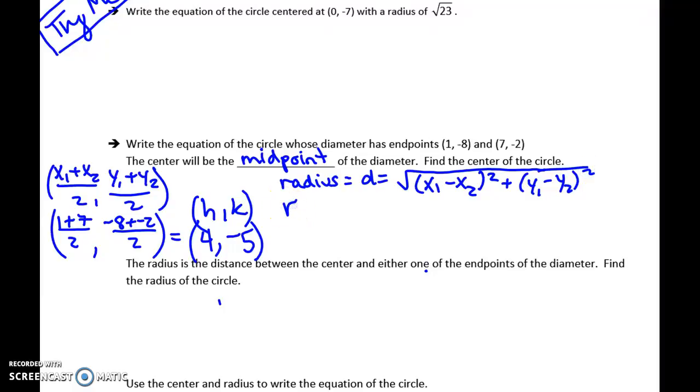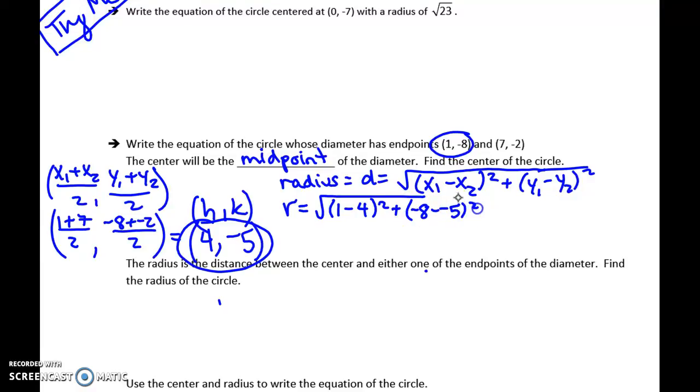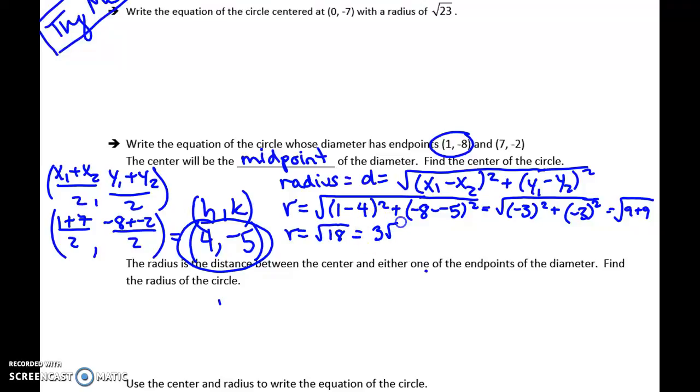So plugging into that, square root of, I'm going to do 1 minus 4, because I'm doing this point and this point, 1 minus 4 squared plus negative 8 minus negative 5 squared, which gets me the square root of 1 minus 4 is negative 3 squared plus negative 8 minus a negative 5 is also negative 3 squared, which gets me the square root of 9 plus 9, where r equals the square root of 18, or that's 9 times 2, so 3 root 2.